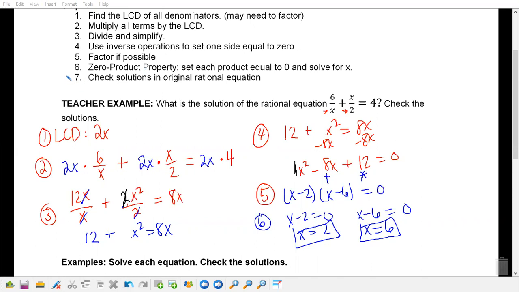Step 7 is your strongly encouraged but optional step. So step 7 is to plug into the original. So I'm going to plug 2 into the original. So if I have 6 divided by 2 plus 2 divided by 2, does it equal 4? Well, what's 6 divided by 2? 3. And 2 divided by 2 is 1. 3 plus 1 is 4. Yay. Going to check 6. So we have 6 divided by 6 plus 6 divided by 2. 6 divided by 6 is 1. 6 divided by 2 is 3. And yes, it equals 4. So that means you are a genius. And despite all the extra nonsense that took place, you did it.